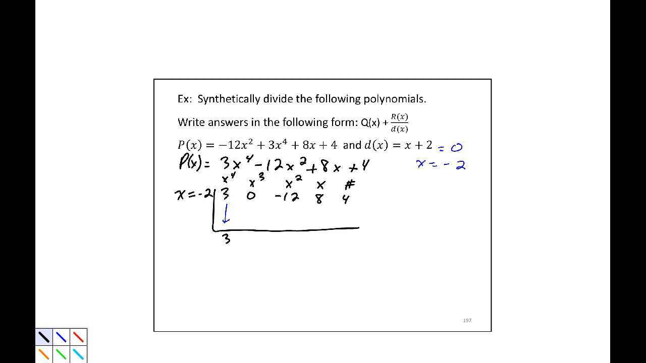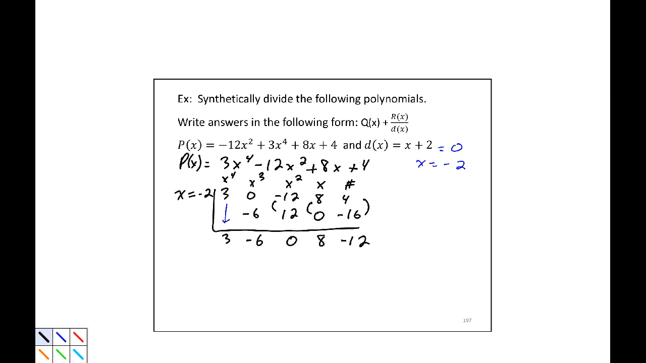Multiply 3 times negative 2, that's negative 6. Add these two, so that would be negative 6 again. We'll take that value, negative 6, multiply it by negative 2 to be positive 12. Adding these two gives us 0. Put a 0 there. We'll take 0 multiplied by negative 2 to get 0. Add these two values to get 8. 8 times negative 2 would be negative 16. And then we'll add these two values to get minus 12.